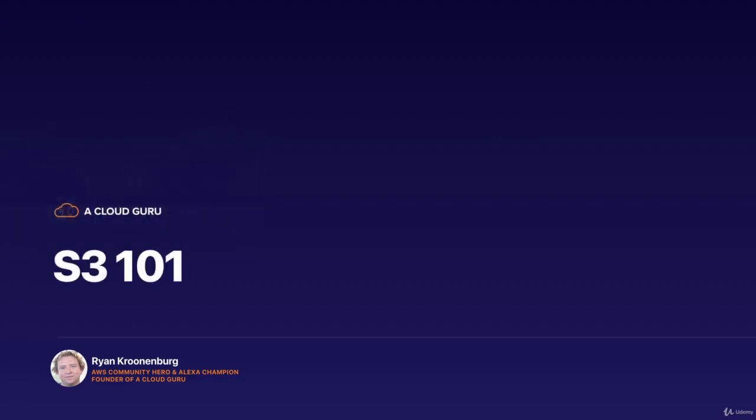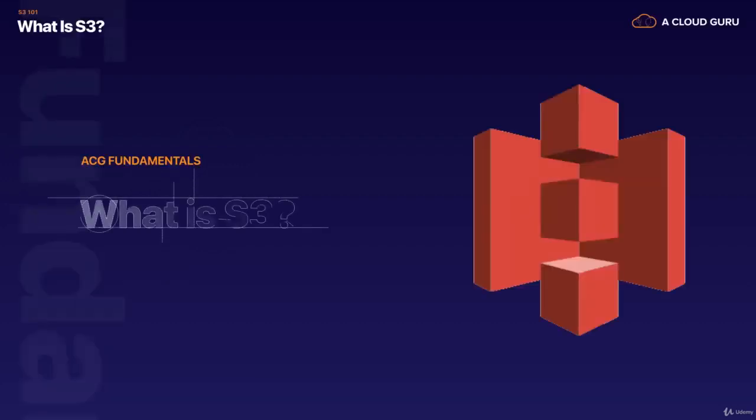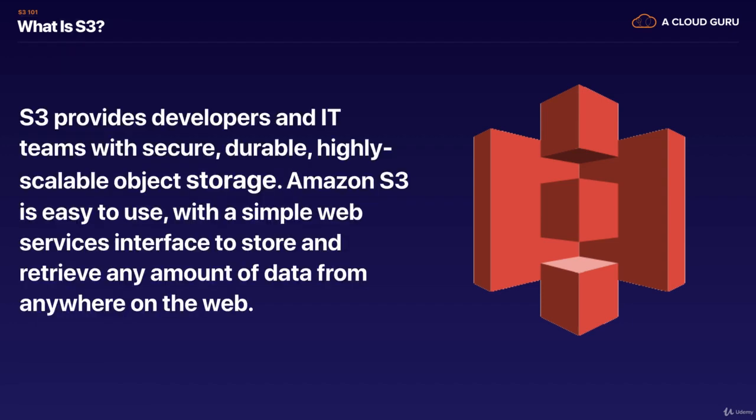This lecture is on S3, and as I mentioned in the last lecture, S3 is one of the oldest AWS services and it makes up an awful lot of the Certified Solutions Architect Associate exam. So what is S3? Well, S3 basically stands for Simple Storage Service. So it's three S's, that's why it's called S3, and it provides developers and IT teams with secure, durable, highly scalable object storage. And S3 is easy to use with a simple web services interface to store and retrieve any amount of data from anywhere on the web.